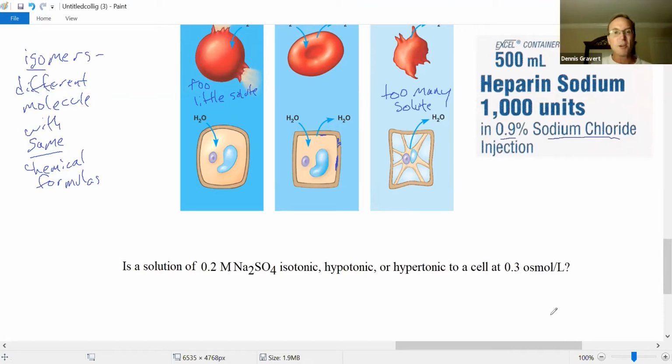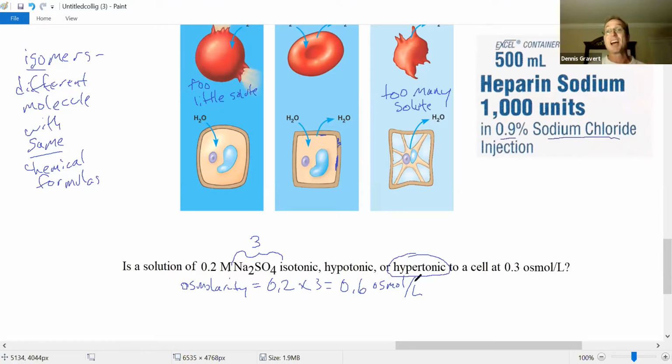Well, if you're lazy, you might say, oh, 0.2 is smaller, so therefore 0.2 is hypotonic. Ooh, but you have to calculate the osmolarity. The osmolarity of the solution is the molarity, 0.2 molar, times the number of ions. And there's 2 sodiums and 1 sulfate, 3 ions. And it's actually 0.6 osmoles per liter. That's the actual osmolarity. Now compare. 0.6 is higher than 0.3. So this sodium sulfate solution is actually hypertonic. There we go. That's how you do it.